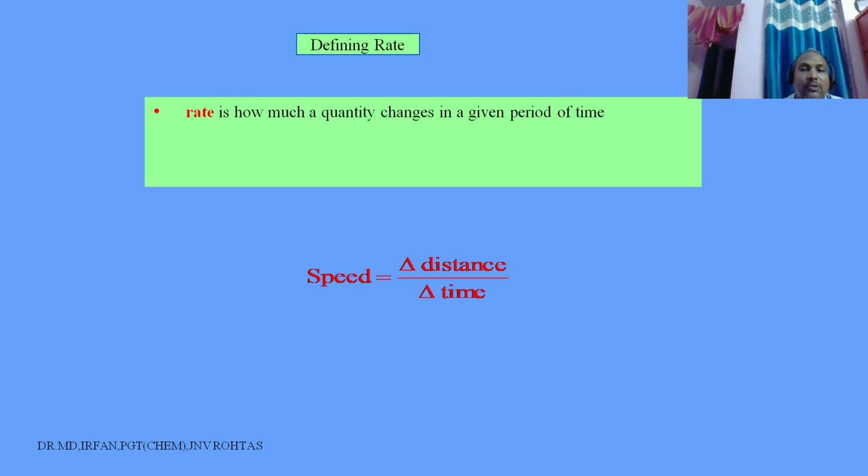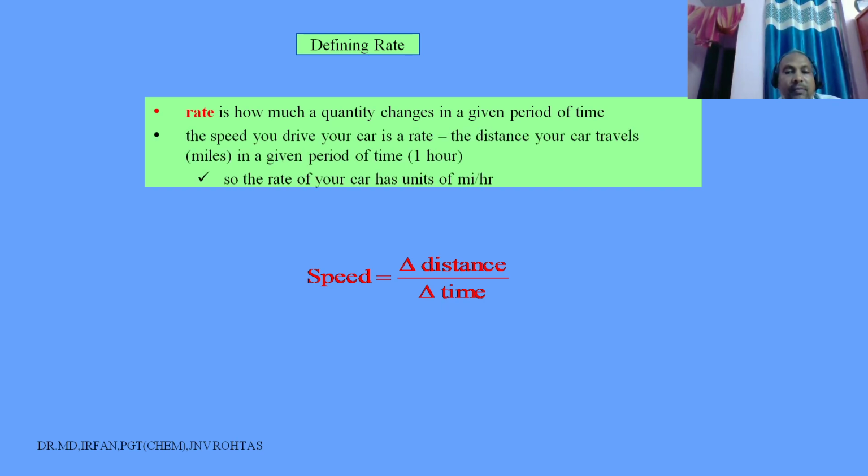Rate is how much a quantity changes in a given period of time. The speed at which you drive your car is a rate. The distance your car travels in miles in a given period of time can be expressed in terms of a rate. It is a speed, which is a ratio of change in distance upon time interval.